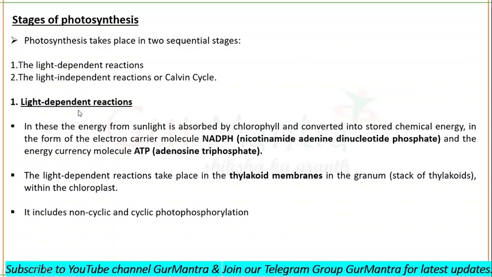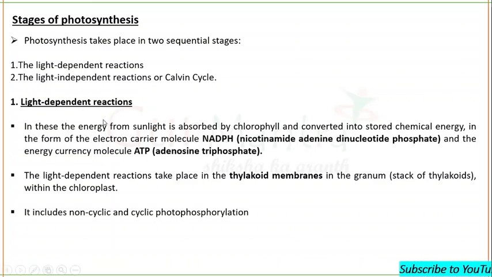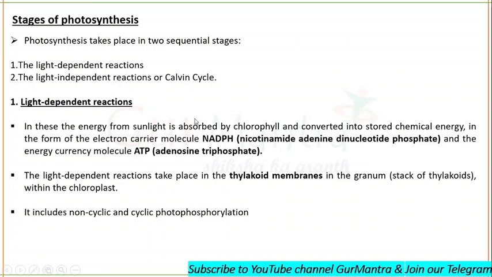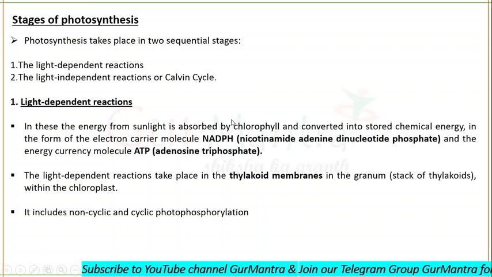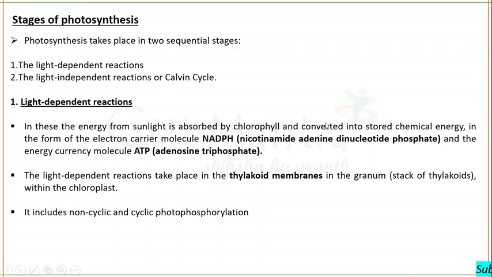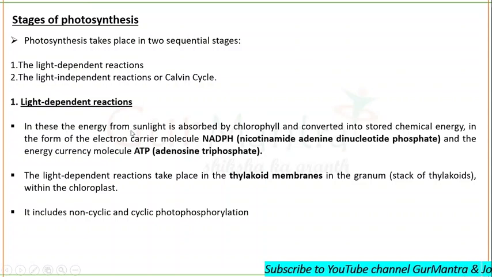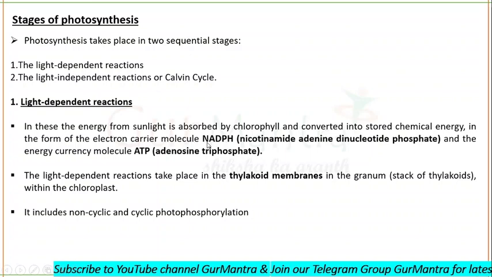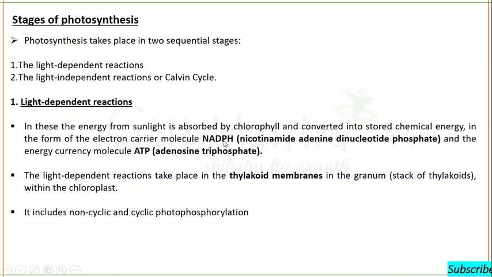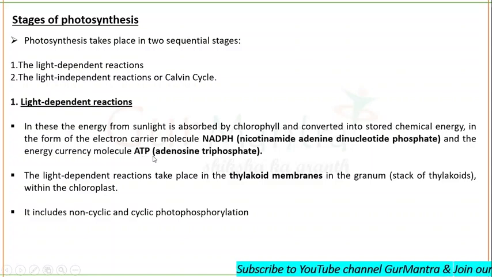What happens during light dependent reactions? During light dependent reactions, chlorophyll molecules absorb the energy from sunlight. They absorb the solar energy and convert it into stored chemical energy, mainly in the form of electron carrier molecules, nicotinamide adenine dinucleotide phosphate, and adenosine triphosphate.